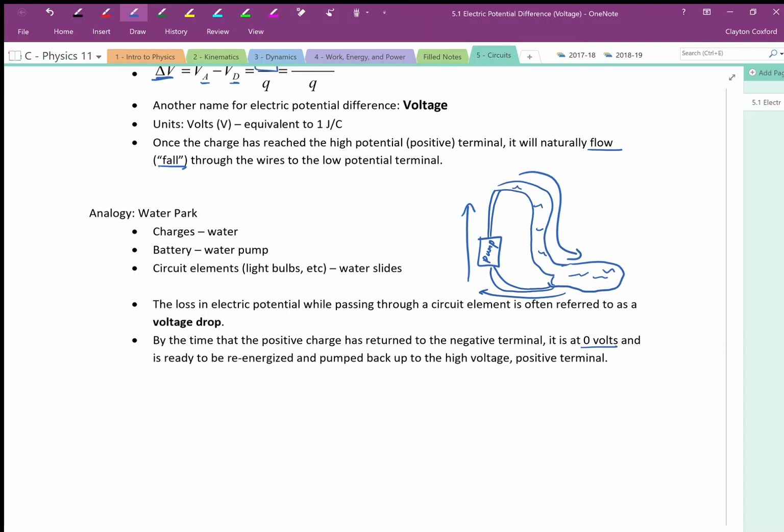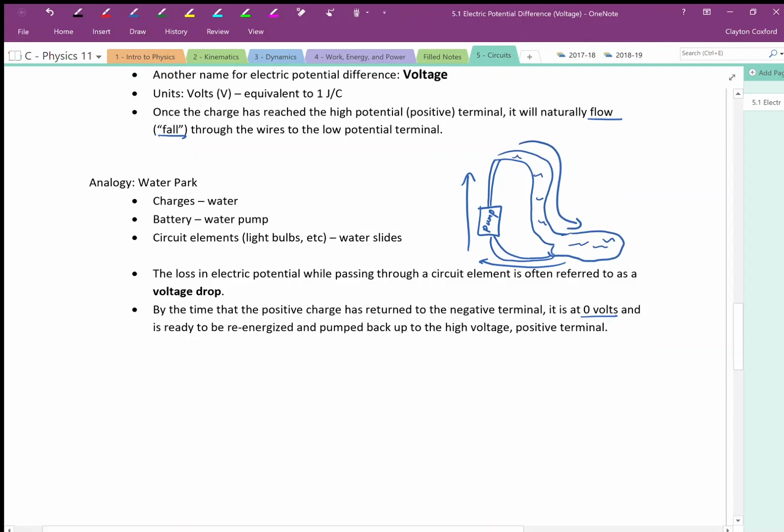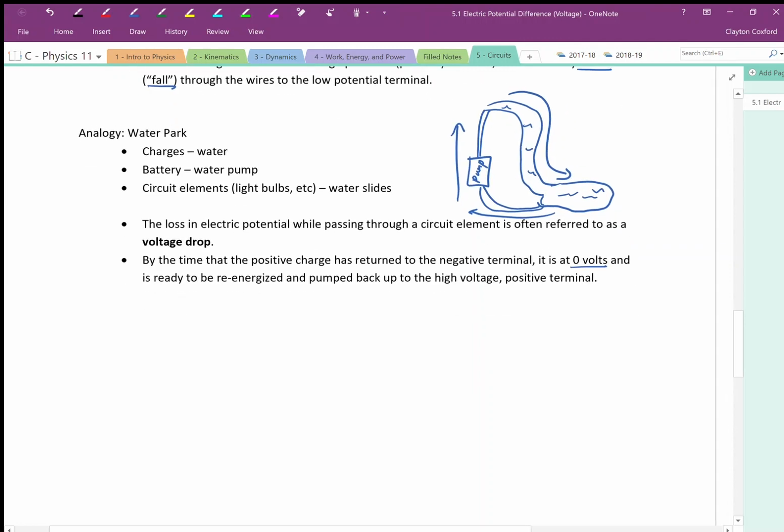So if a particle might have 10 joules of energy, by the time it's done going through the circuit, getting to the bottom, the negative terminal of the battery, it has no more energy. It's used it all up. And that's conservation of energy. That's something called Kirchhoff's voltage law. If you want to look that up, Kirchhoff, try and figure out how you spell that. It starts with a K, but that's the idea. It's conservation of energy. All the energy given to a particle will be used by the time it's done going through that circuit.